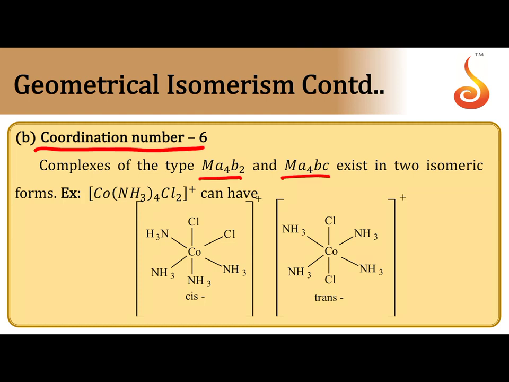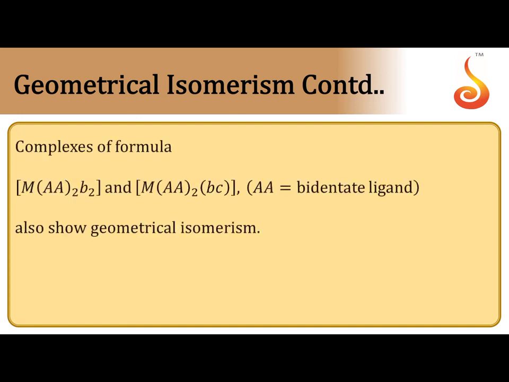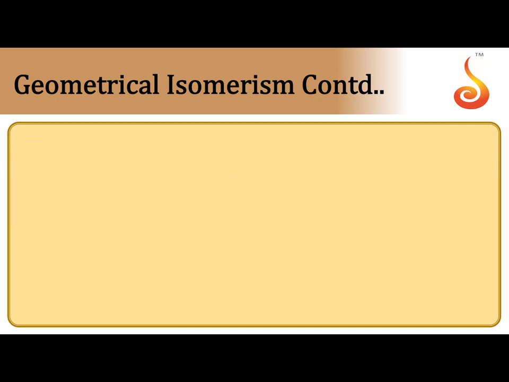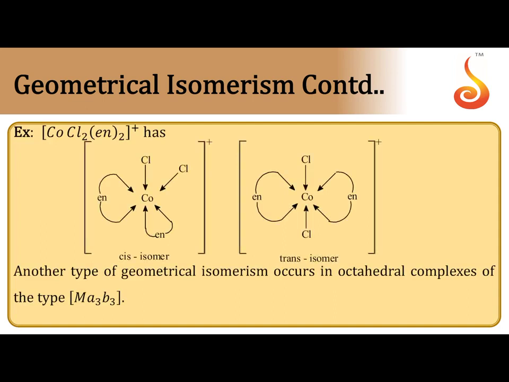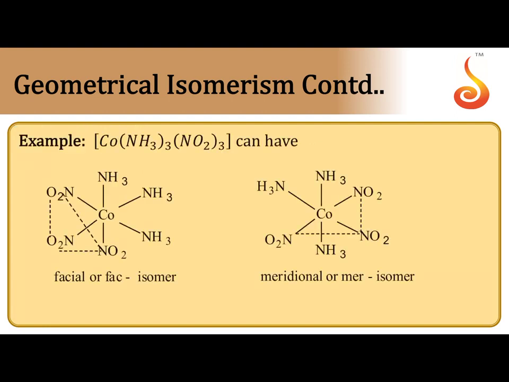MA4BC can exhibit this type of geometrical isomerism. Here two chlorines are on adjacent positions, making the angle 90. In the next one, two identical ligands are away from one another, making angle 180. So first one is cis, second one is trans. Similarly, M(AA)2B2. So in place of 4 monodentate ligands, 2 bidentate ligands we can take. So here two chlorines are closer to each other, away from one another, cis and trans.